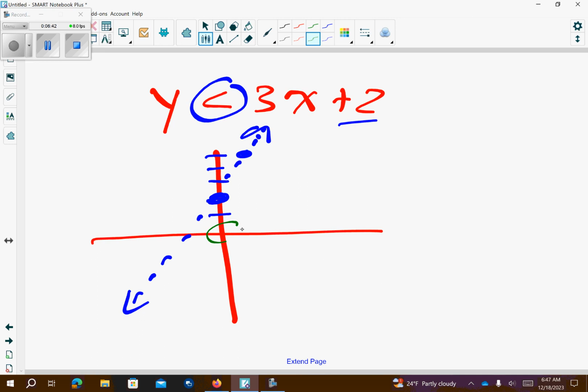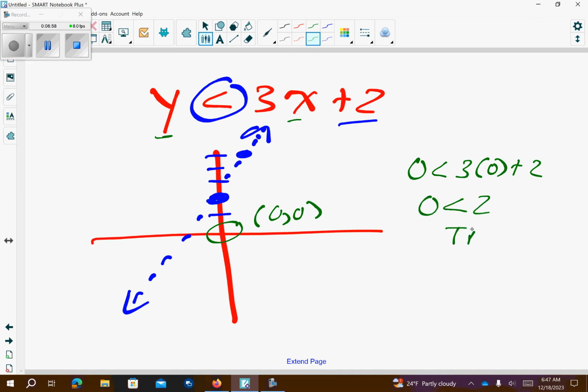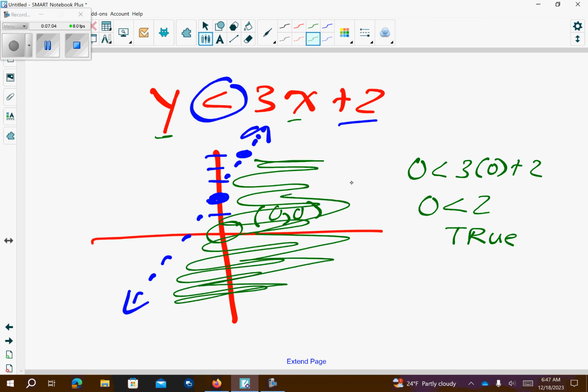And then you try your (0, 0). When you plug (0, 0) in for x and y, excuse me, this is going to give you 0 is less than 2. This is true. So being it's true, that means you shade the side that (0, 0) is on. If that gave me a false, you shade the other side of the line.